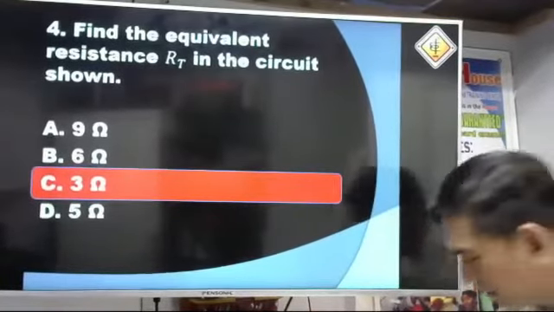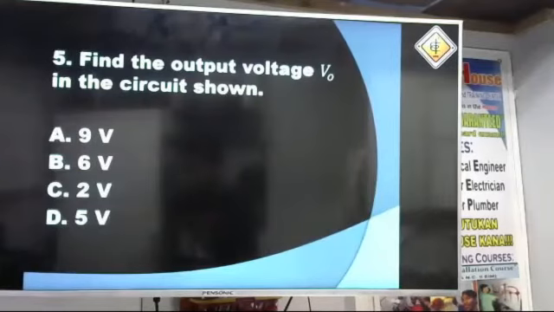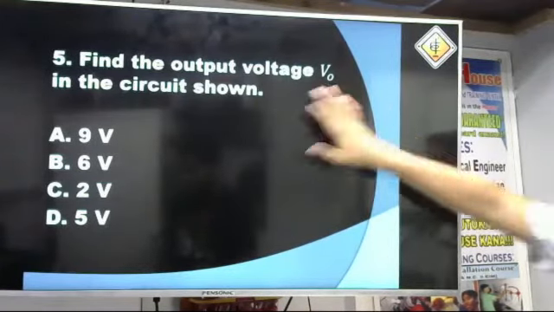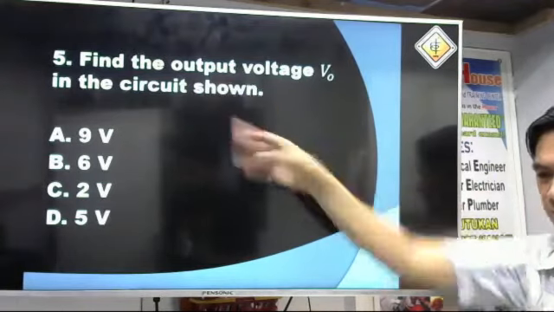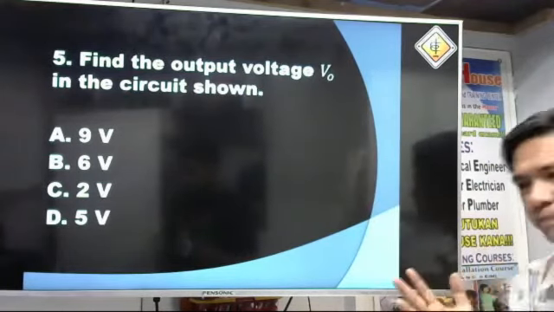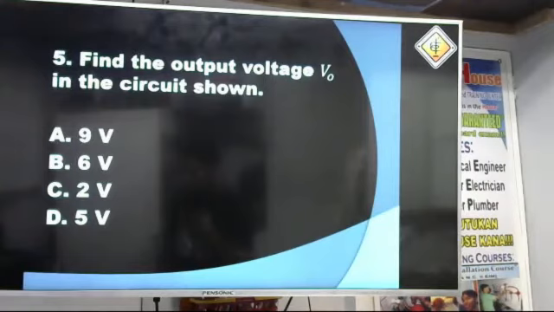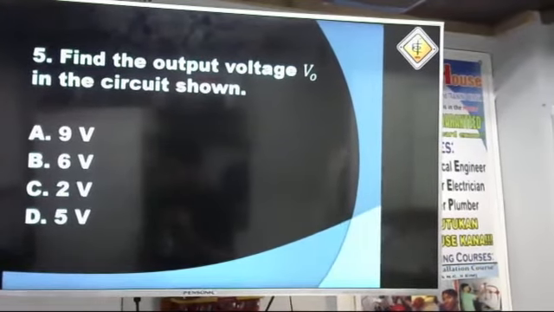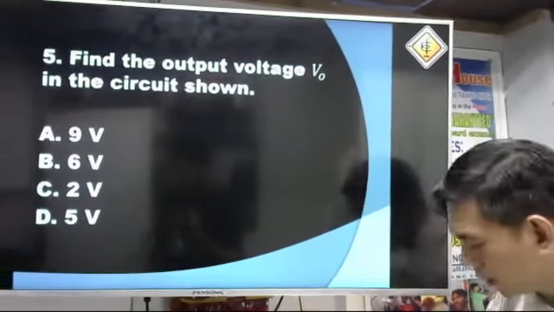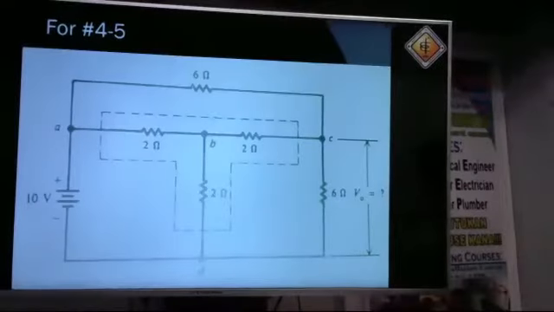Okay, so we have the number 5 problem. Take a look here at number 5. Find the output voltage V sub O in the circuit shown. There are so many ways to solve this problem. So the question here, what is V sub O? Let's go back to our original problem here.